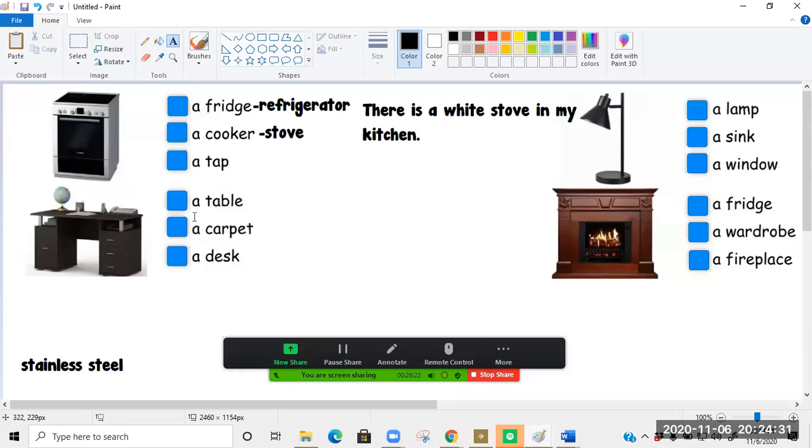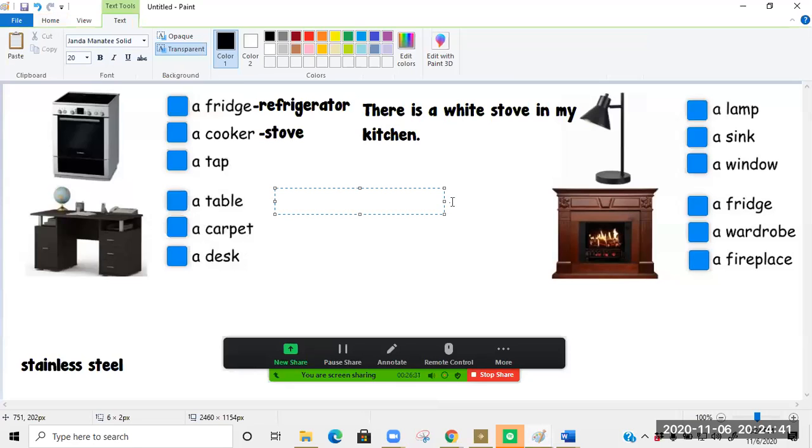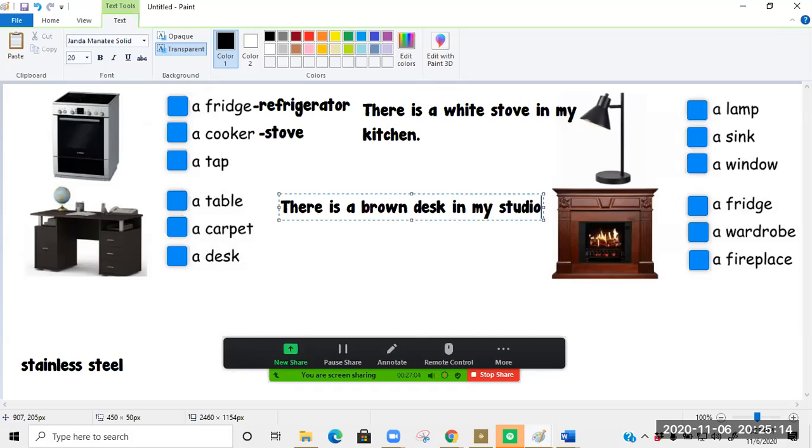Our next, is this a table, a carpet, or a desk? What is it? A desk. A desk, very good. Hagamos una oración. Si ustedes tienen un escritorio en su casa. There is a brown desk. Very good, excellent. A brown desk. ¿A dónde está ese escritorio? Where is the desk? In my bedroom. ¿En el estudio? Very good. In my studio. In my bedroom.